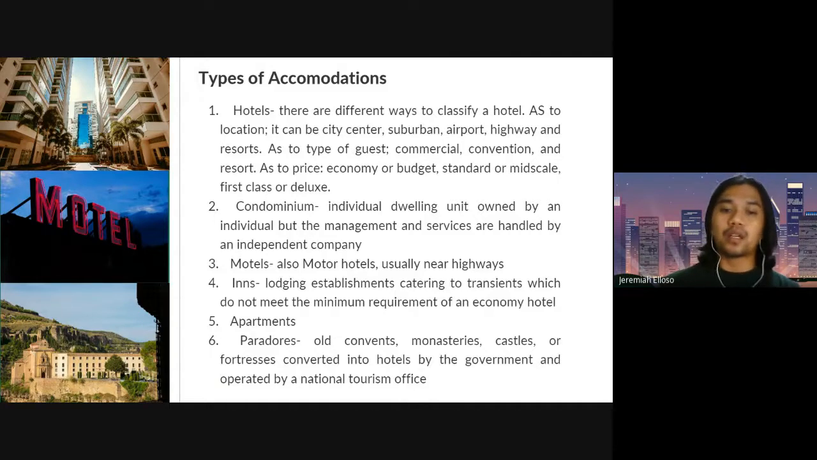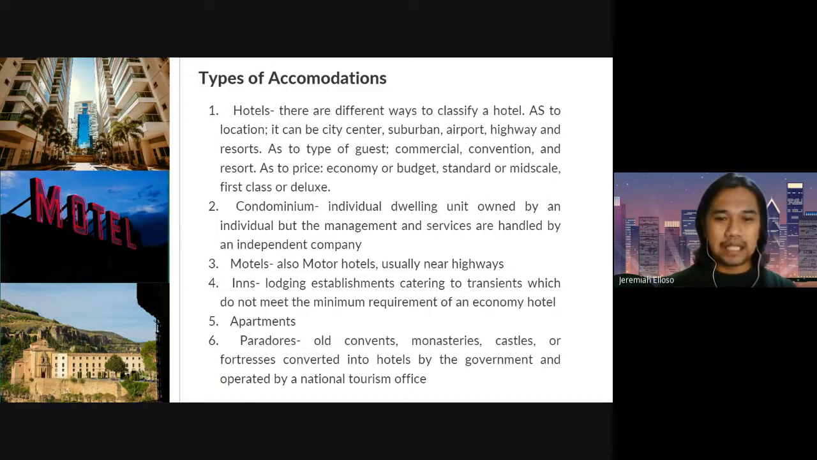Motels, these are also known as motor hotels or motorist hotels, and they are located usually near highways so that they're highly visible to motorists. But let's not close our perspective that motels are usually the place to do the, you know, and we know the popular motel facility, the logo like this, okay?